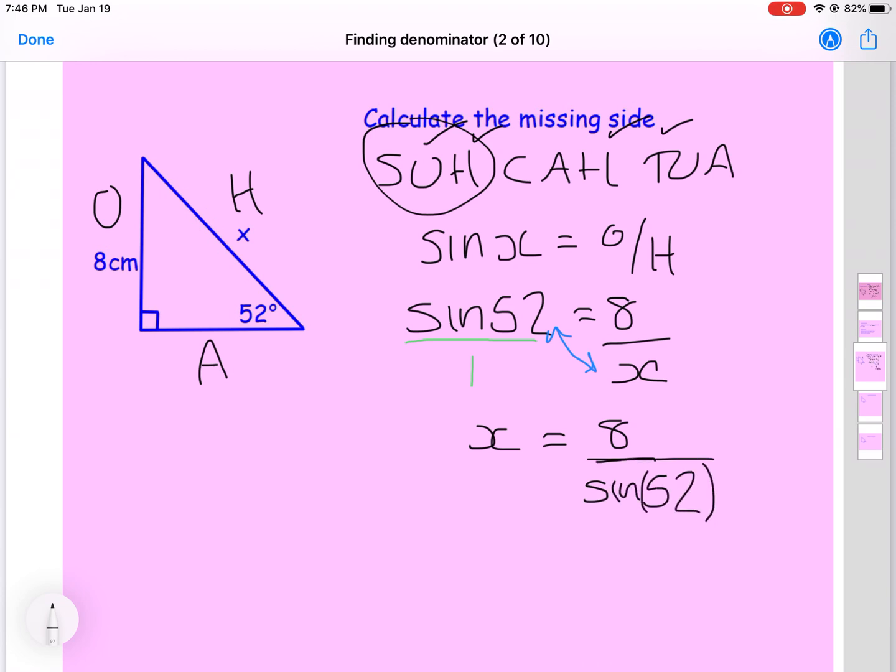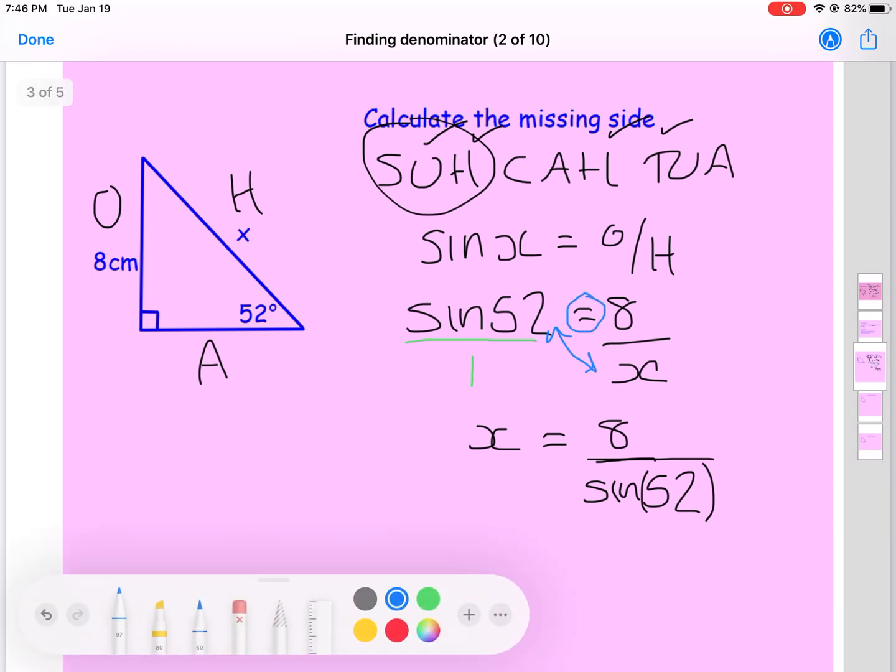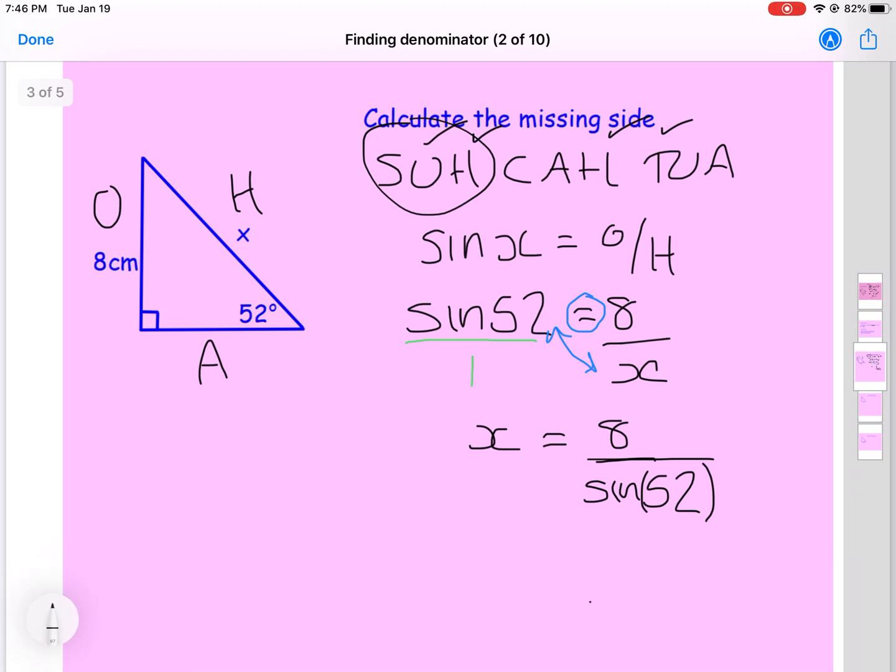Okay. Now that process is called cross multiplying, and it is mathematically sound to be able to do that if we are crossing those things over the equal sign. Essentially what we're doing is we're timesing both sides by x to get it up onto the left hand side, then we're dividing both sides by the sine 52 to get that down the bottom. Therefore the calculation that goes in the calculator this time is 8 divided by sine 52.